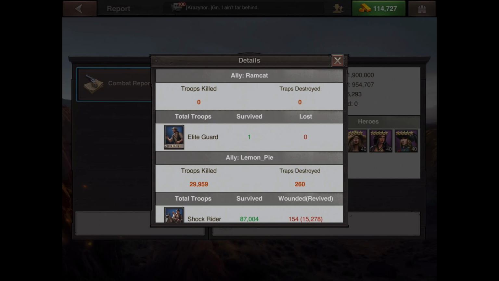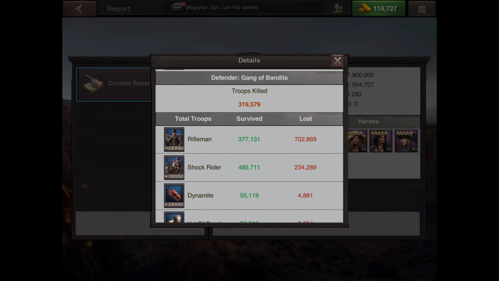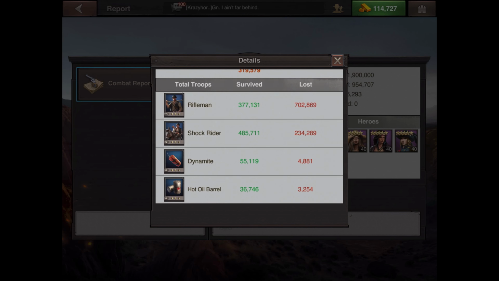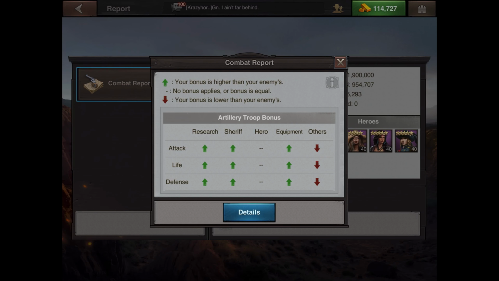Now let's go back down all the way to the defender section. So Gang of Bandits are the ones defending against the attack that happened. Depending on whether you are the attacker or the defender when you are looking at the report, the report will reflect who you are. The report that we just showed you from me, I was the defender because I was being attacked. And so this shows what troops were killed, what was sent, and what was killed. So that is how you read a combat report.